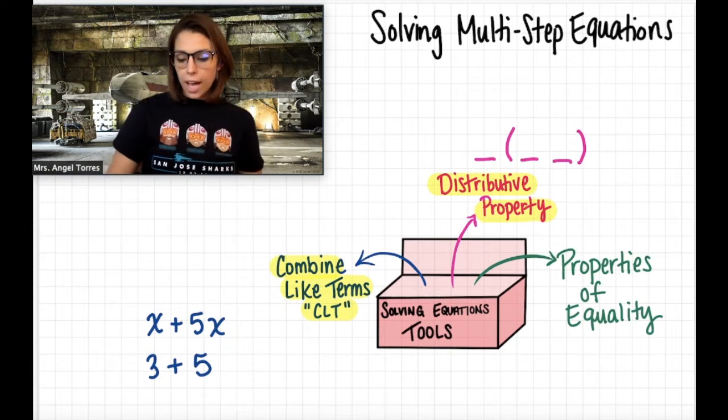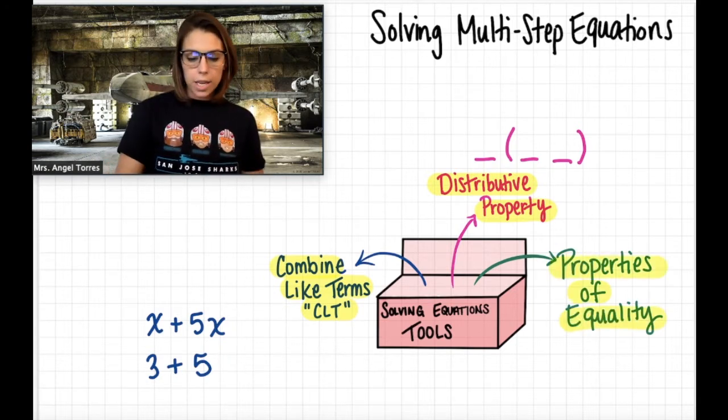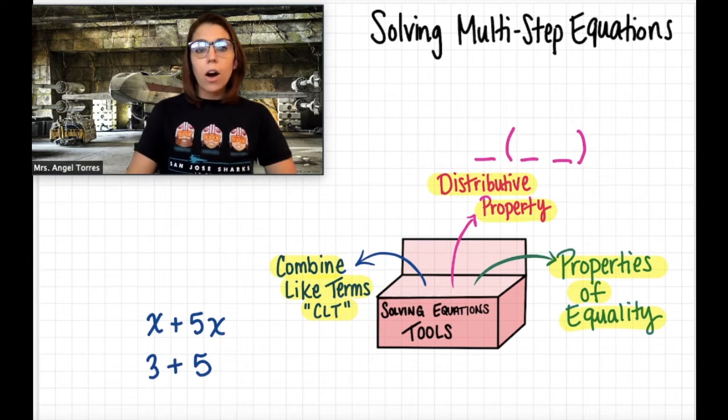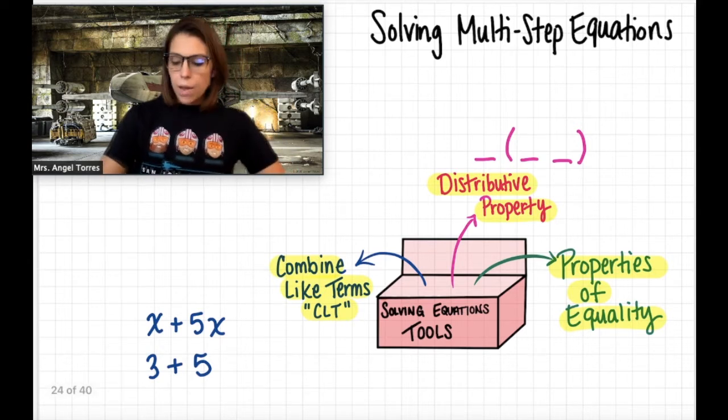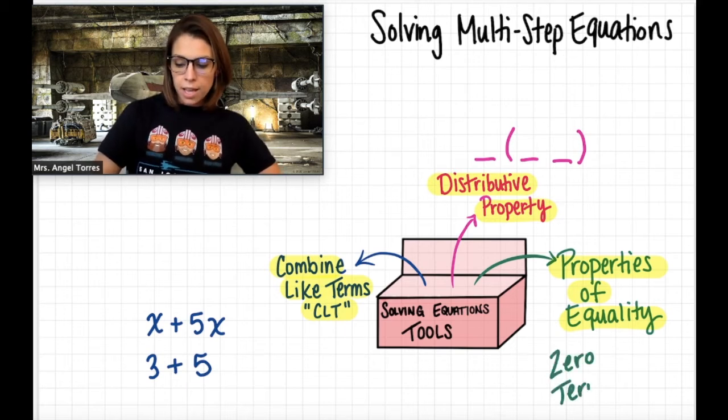And finally, we have our properties of equality. Properties of equality are the operations that we do to both sides of the equation to keep it true. And we use these properties to create zero terms and big one factors.